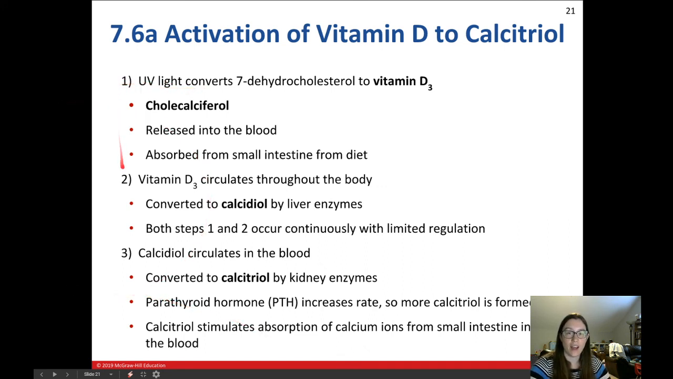So this is the part that happened. This is happening in the skin. So first we have our UV light that converts the 7-dehydrocholesterol, which is that steroid precursor molecule, to vitamin D3. So vitamin D3, this is the inactive form of vitamin D3, and that's called cholecalciferol. This is released into the blood.